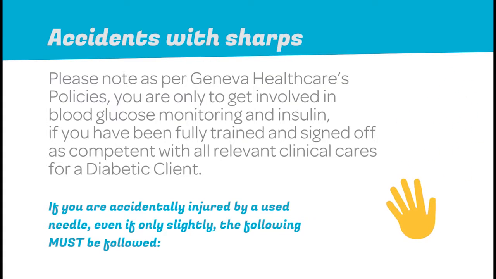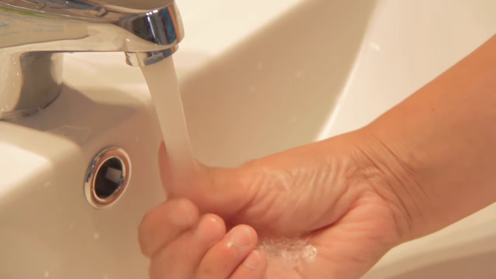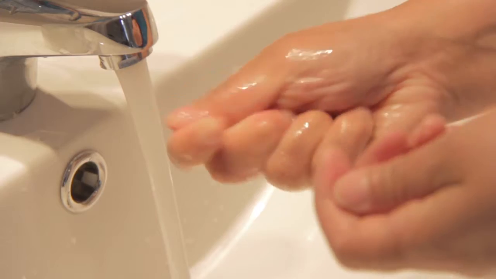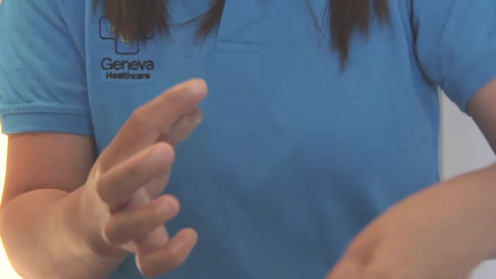If you are accidentally injured by a used needle, even if only slightly, you must wash the injured site with warm water and soap and then place a plaster over the injury.